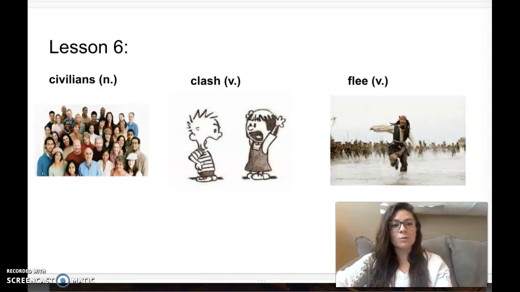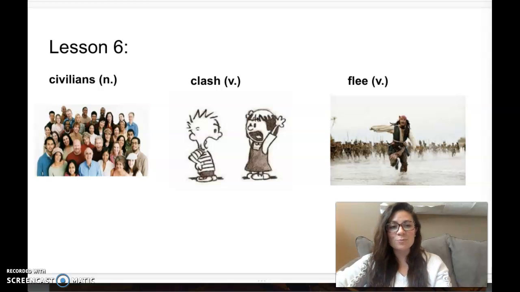Our first vocabulary word for today's story is the word civilians. Repeat after me. Civilians. Civilians are people who are members of society and are not part of the military or police force.